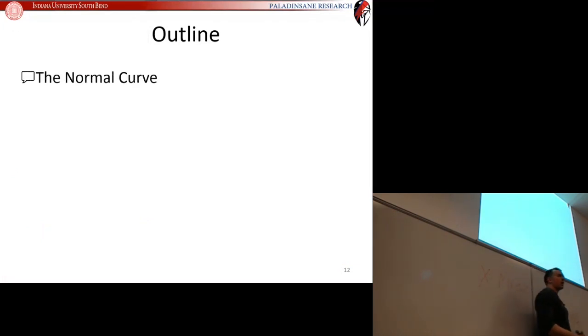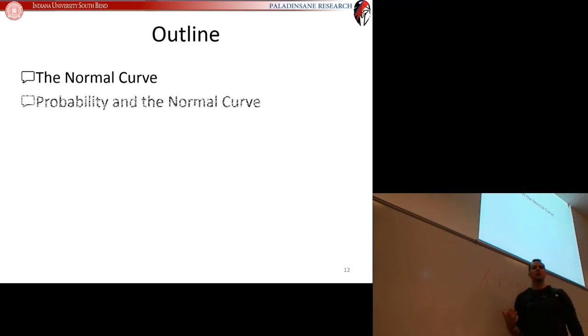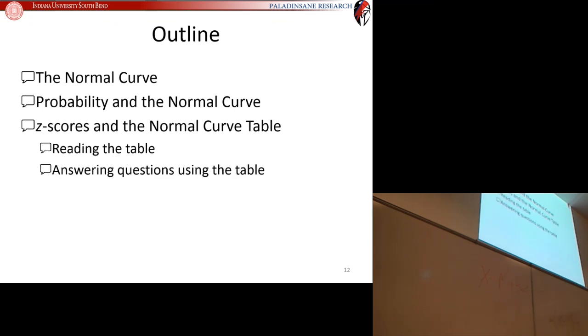All right, so we're going to continue on with our look at probabilities. We're going to introduce a very fundamental concept in stats, which is known as the normal curve. And then we're going to deal with probability and the normal curve, look at how to find proportions of the normal curve that you're interested in. And then we'll take a look at the normal curve table and go back to z-scores. Z-scores are coming back, and we'll learn how to read the table, answer questions using the table, basically start to manipulate and use this normal curve to help us answer questions we might be interested in.